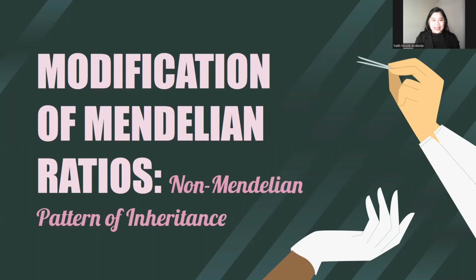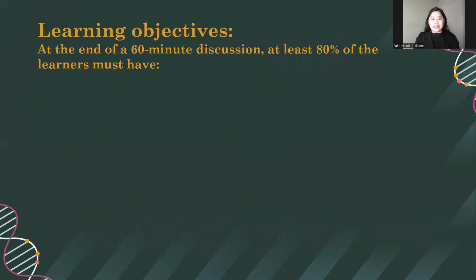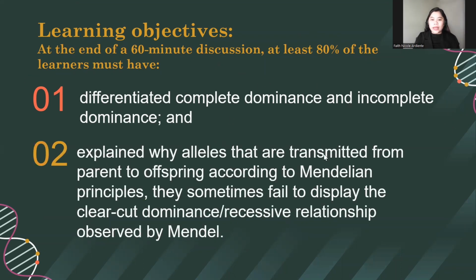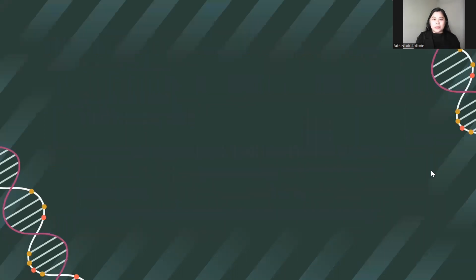Very good. So this is an example of our topic today, which is all about modification of Mendelian ratios, or non-Mendelian patterns of inheritance. So these will be your learning objectives. At the end of a 60-minute discussion, at least 80% of you learners must have differentiated complete dominance and incomplete dominance, and also explained why alleles are transmitted from parent to offspring according to Mendel's principle. They sometimes fail to display the clear-cut dominance and recessive relationship that was observed by Mendel. Any questions about our learning objectives? Any clarifications? If none, let's proceed.